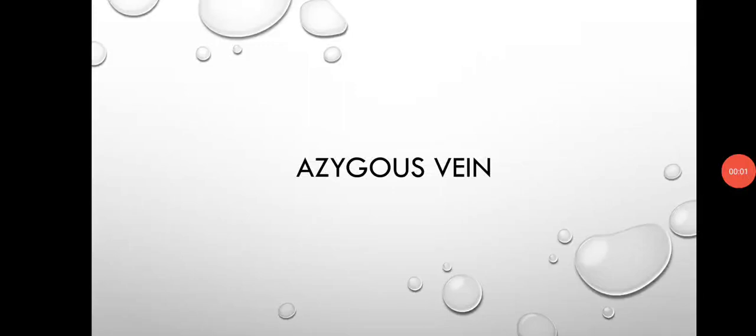Good morning, students. Today's topic is the azygous vein. So, what is the actual meaning of azygous? Azygous means unpaired. So, these are the unpaired veins which drain the thoracic wall and the upper lumbar region.